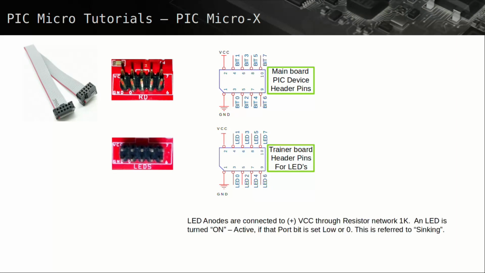When writing code, always remember an LED is turned on, active, if that port bit is set low or 0. This is referred to as sinking and is the preferred method rather than sourcing circuits, which will be covered in the breadboard device tutorials.